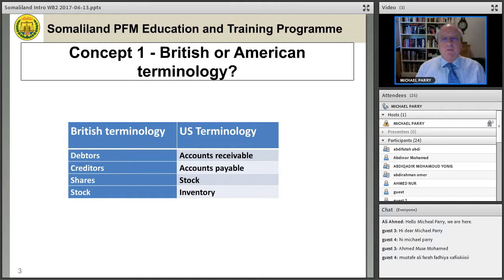The first problem that a lot of people raise is the difference between British terminology and US terminology. British and US accounting are exactly the same. There is no difference between them, except that sometimes different words are used to mean the same thing. So, for example, in British terminology, we talk about debtors. In the US, they talk about accounts receivable. Both mean the same thing. They mean money that is owed to you for goods that you've sold to someone else.